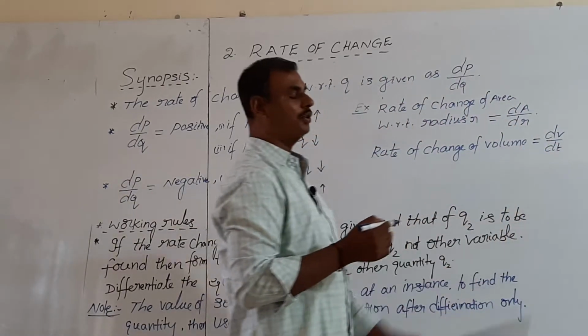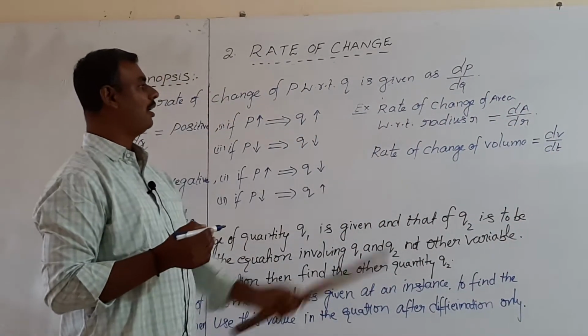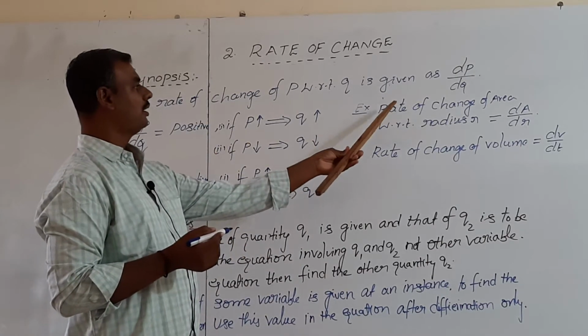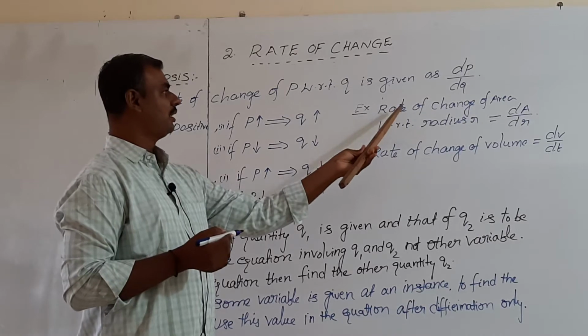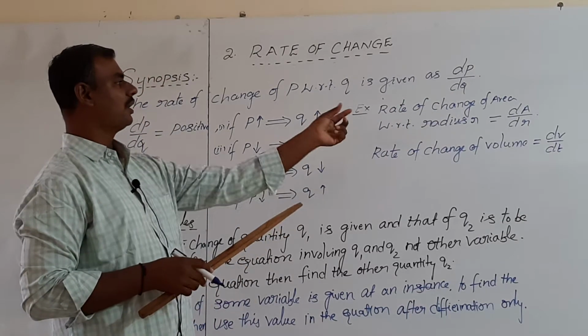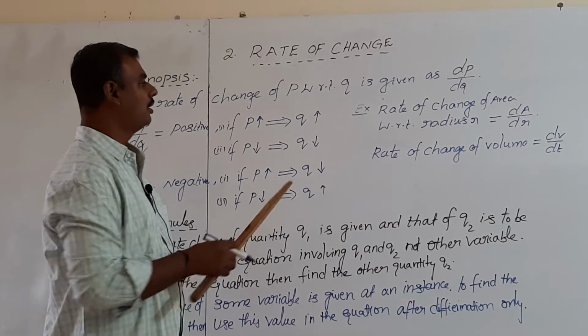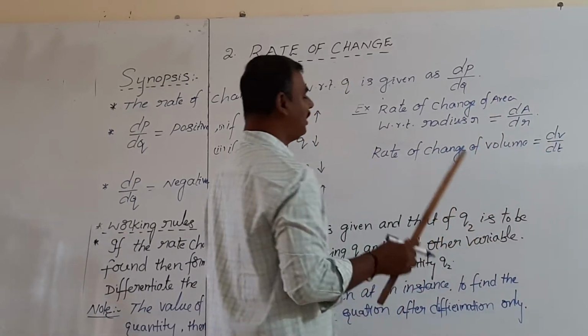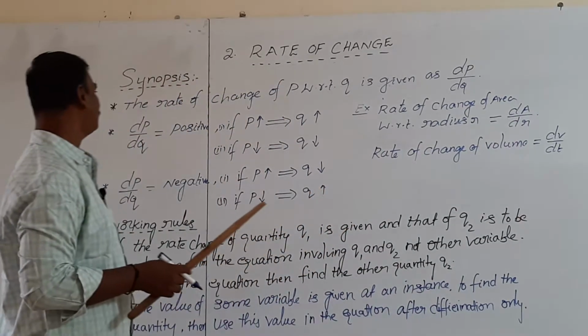Change in volume, change in area with respect to radius. So like this, whenever the rate of change of area with respect to radius is given, we should write dA by dr. Or if no variable is given, we should write dV by dt, with respect to time.